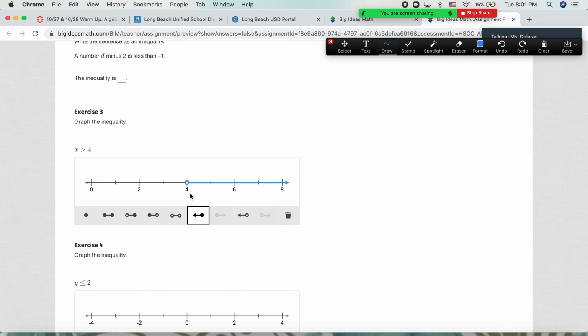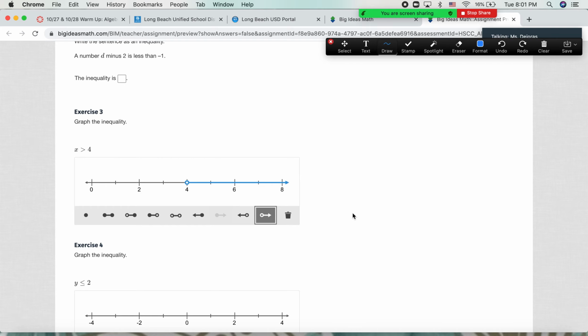Let's suppose I clicked this option instead, and I don't like this option and I want to change it. You need to click on this trash can and then click on the blue graph. Then you can go ahead and select the real answer and change your graph.